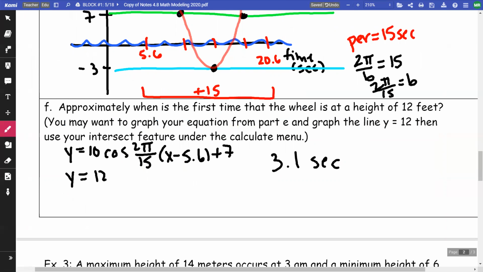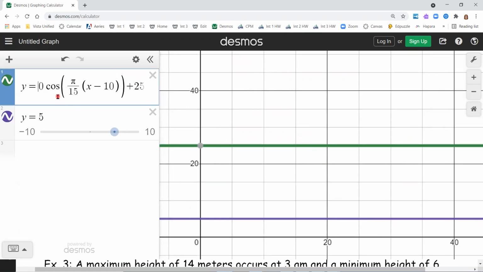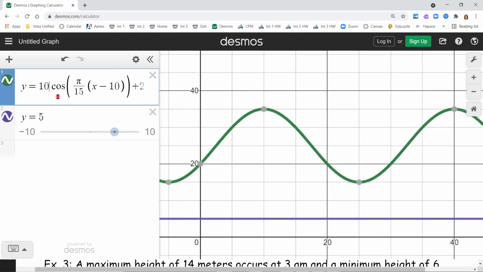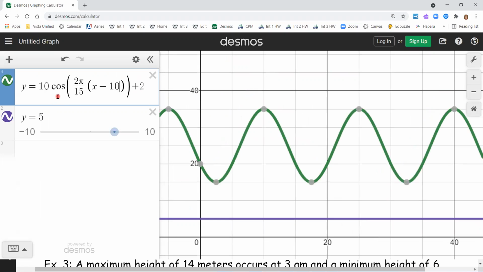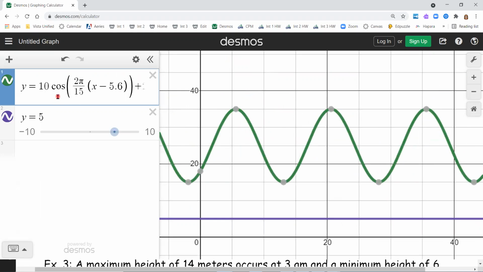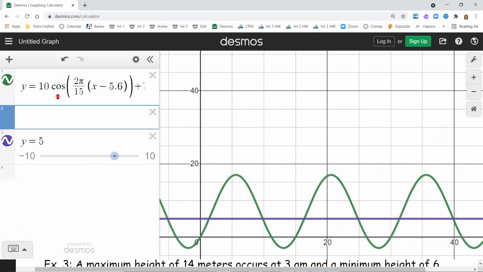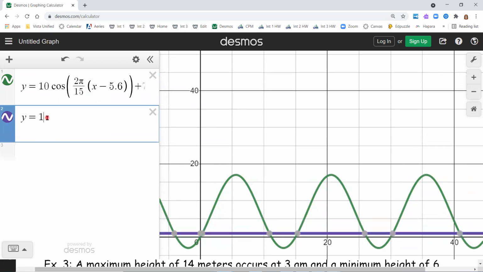Again, Desmos is a little easier for this. If I'm doing it on Desmos, okay, I will enter in 10 cosine 2 pi over 15, x minus 5.6, and then it was plus 7. And then my other equation was y = 12.